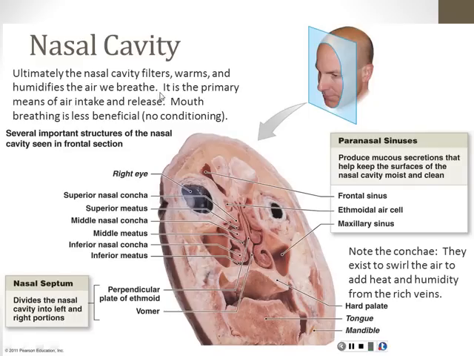It's why when you have a cold and you can't breathe through your nose, you end up breathing through your mouth, and your mouth gets dry, and you end up drinking more and all those things. It's because when you breathe through your mouth, you're not getting the benefit of that air conditioning, the conditioning of the air going down in.